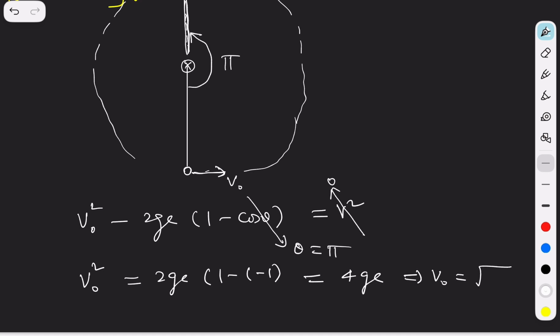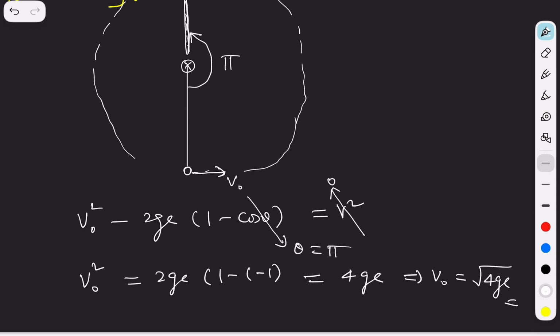So if you see, in this case we don't need root 5gl velocity at the bottom of the particle. Instead of that, even with root 4gl we can make this happen, so that the particle can perform the full circle. So here the velocity needed is less. I hope you understood. Okay, now coming to case 2.